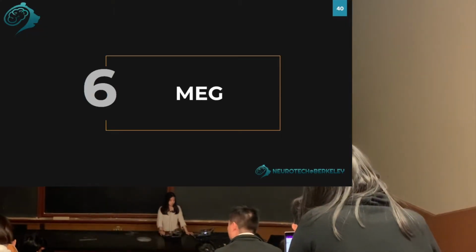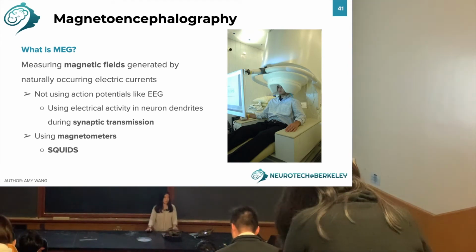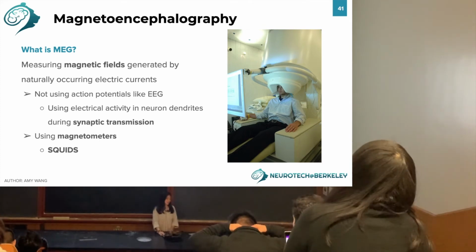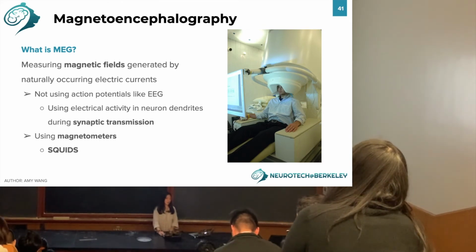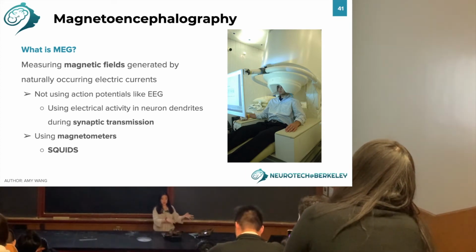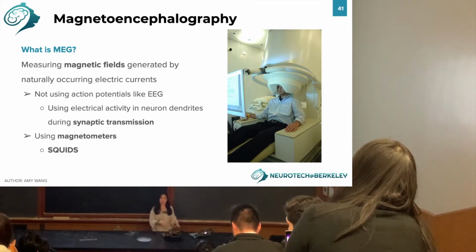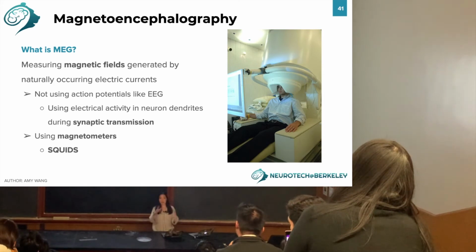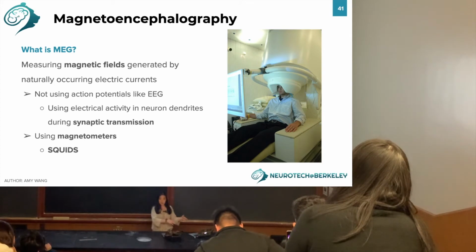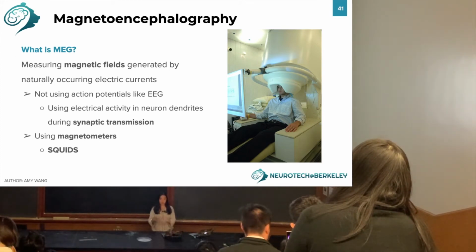Okay, MEG is magnetoencephalography. Basically, MEG is measuring magnetic fields generated by naturally occurring electric currents. So this is a little bit different. Instead of measuring voltage differences in the brain like EEG does, this is measuring the magnetic fields generated by those electric currents. So it's different from EEG. This isn't using action potentials like EEG does. This is using electrical activity in the neuron dendrites while they're communicating with each other.